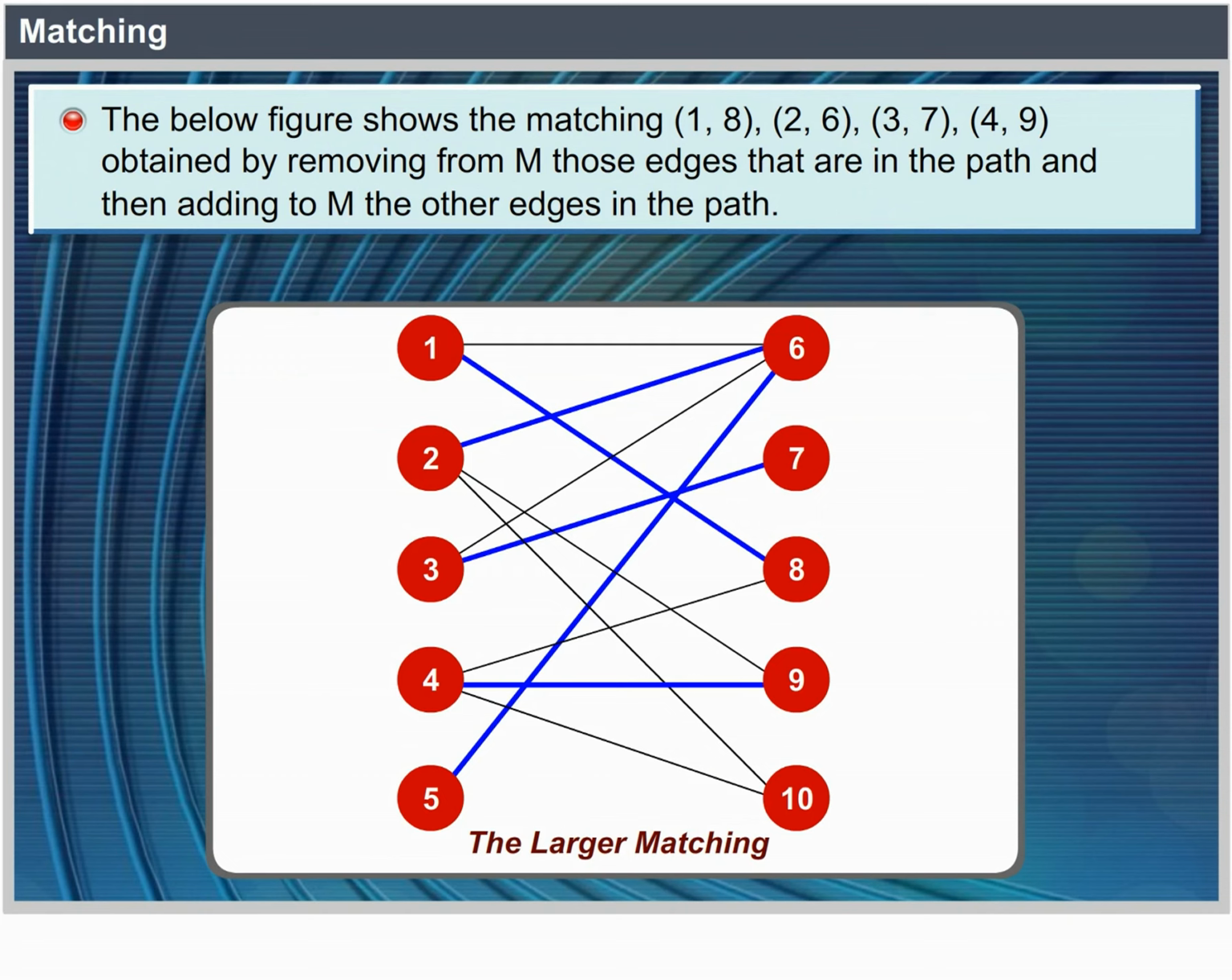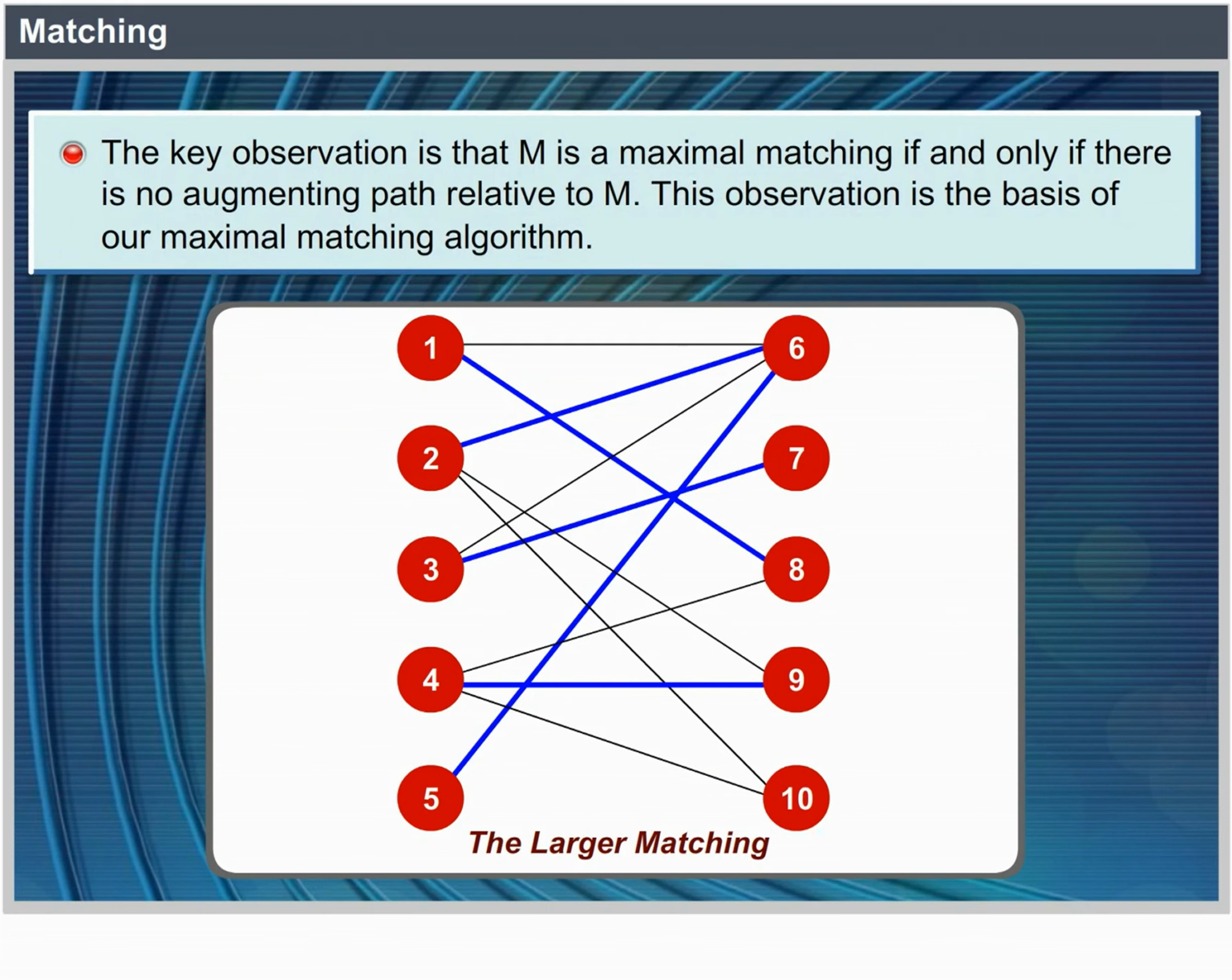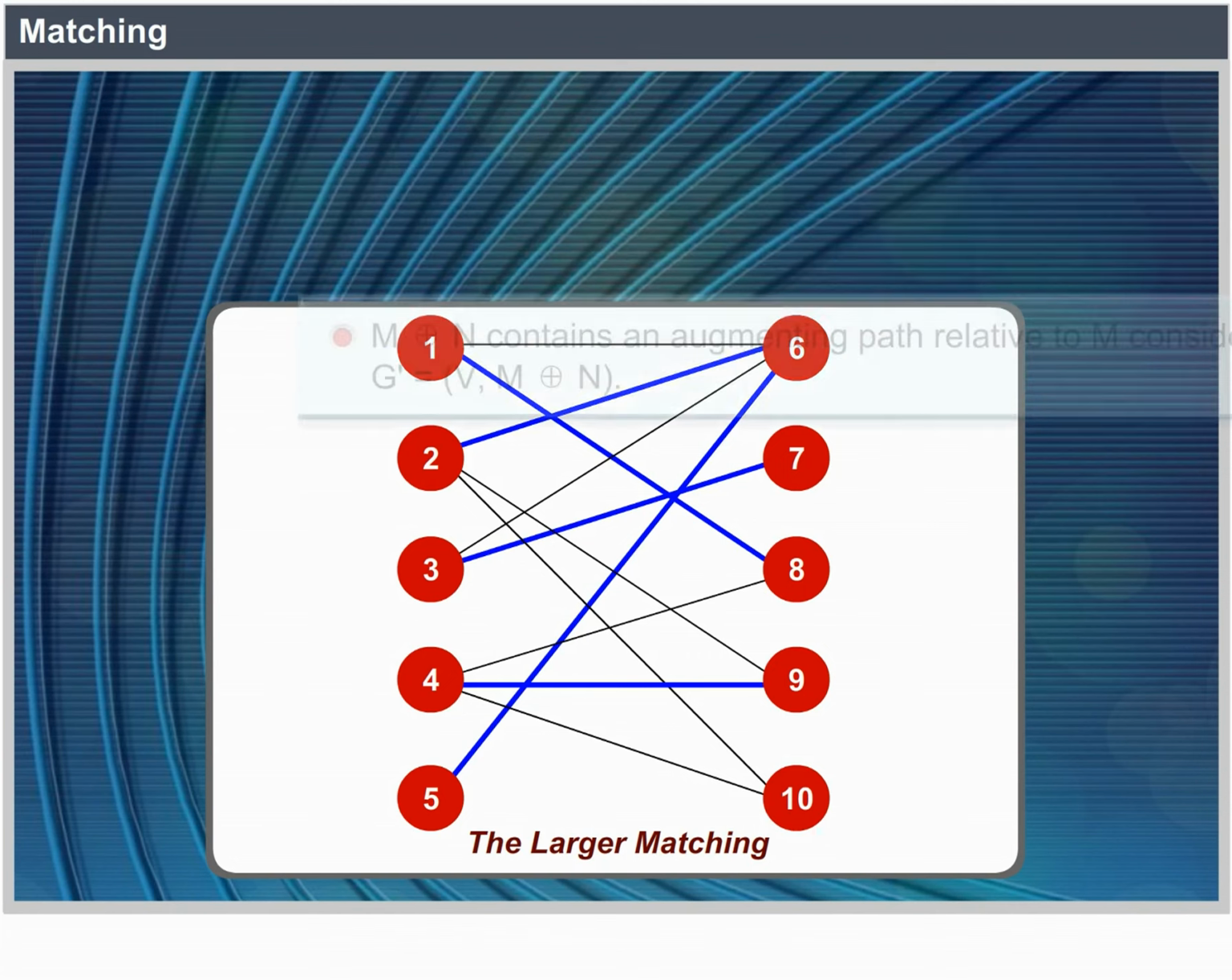The key observation is that M is a maximal matching if and only if there is no augmenting path relative to M. This observation is the basis of our maximal matching algorithm. M circle plus N contains an augmenting path relative to M.